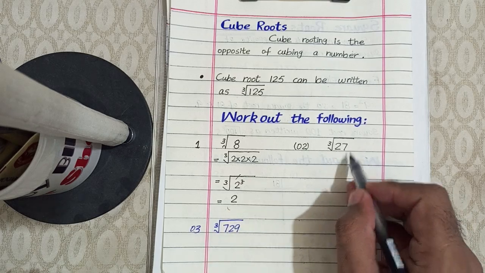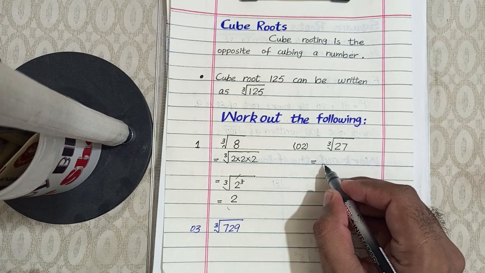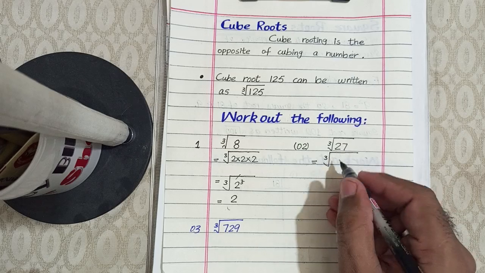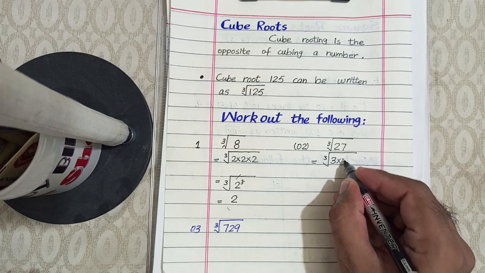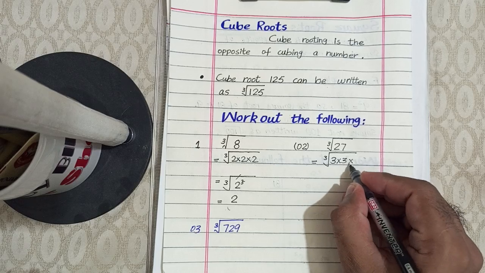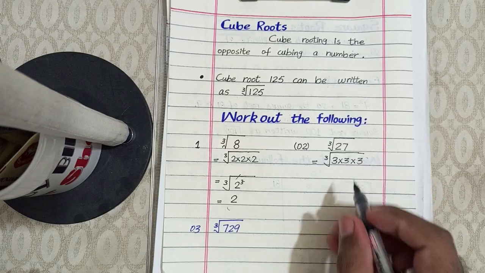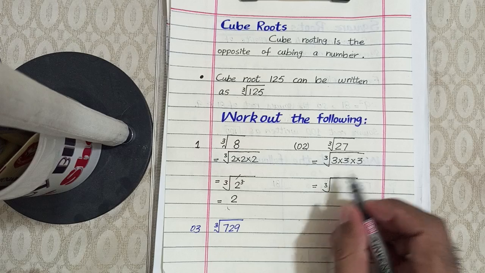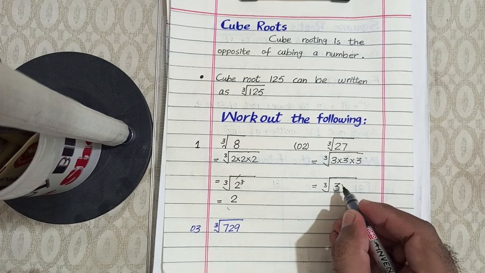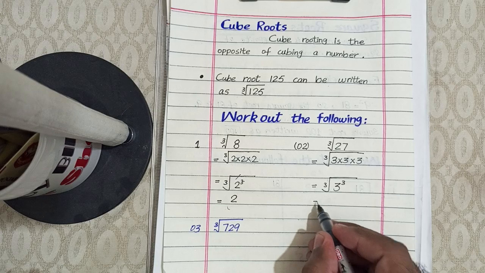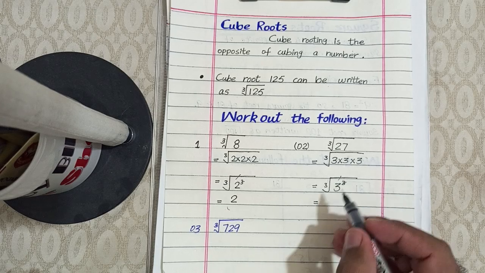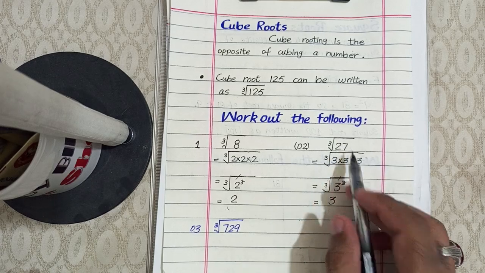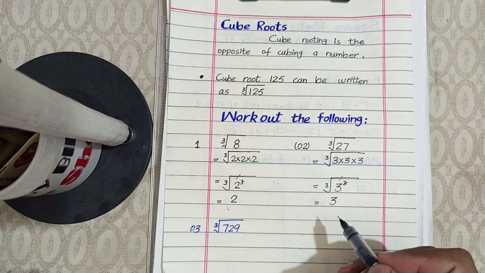Now we calculate the cube root of 27. So the prime factor of 27 is 3 multiplied by 3 multiplied by 3. 3 times 3 is 9, 9 times 3 is 27. Now we write the cube root and 3 raised to power 3. Now we cancel cube with cube root. So our answer is 3. Cube root of 27 is equal to 3.